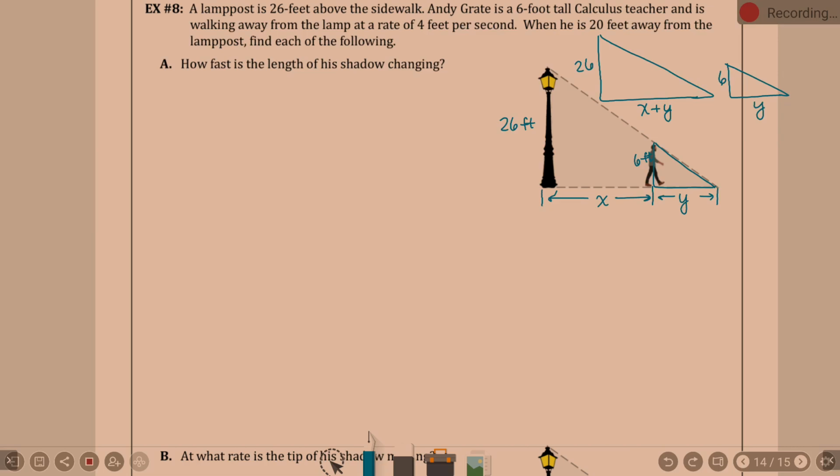Okay, lamppost, Andy's height. He's walking away from the lamp at a rate of 4 feet per second. What is that 4 feet per second?